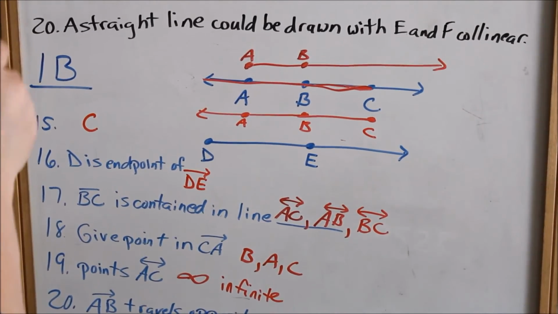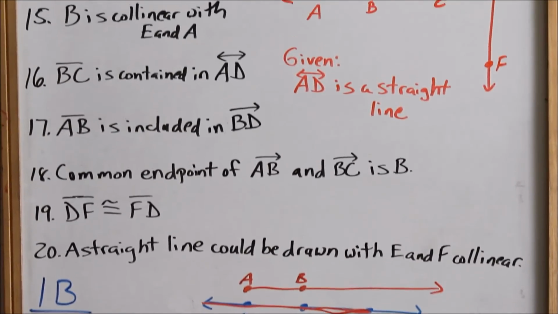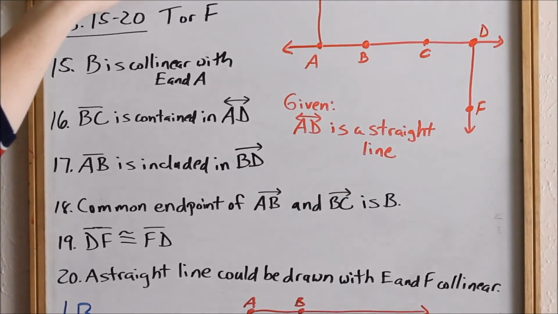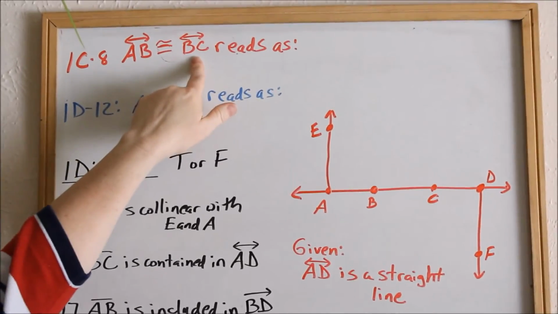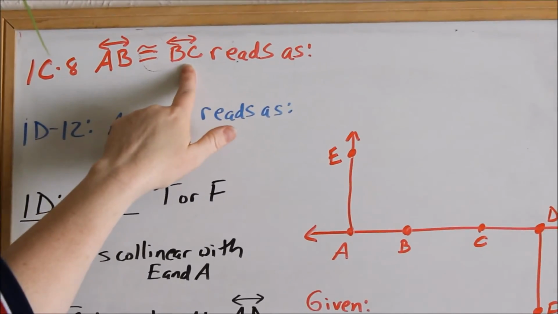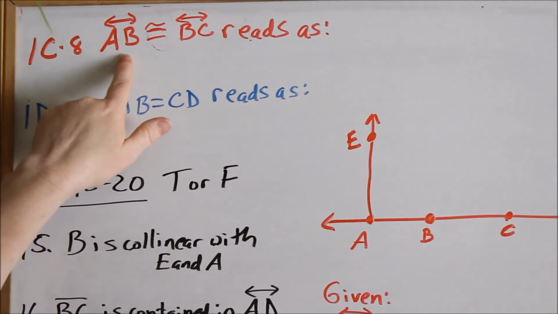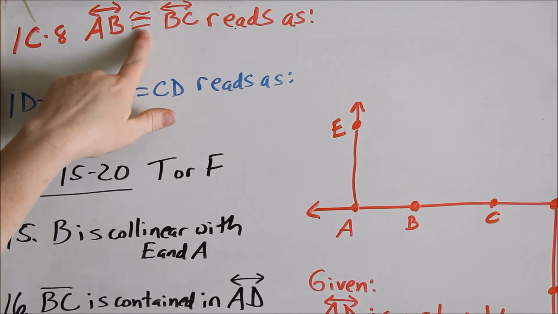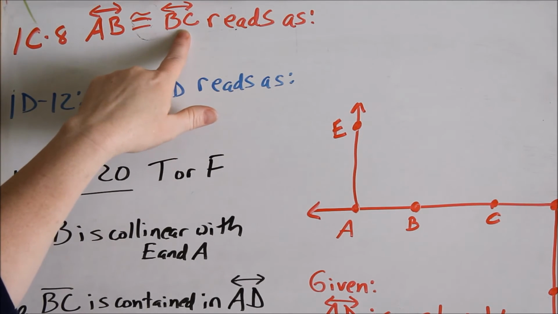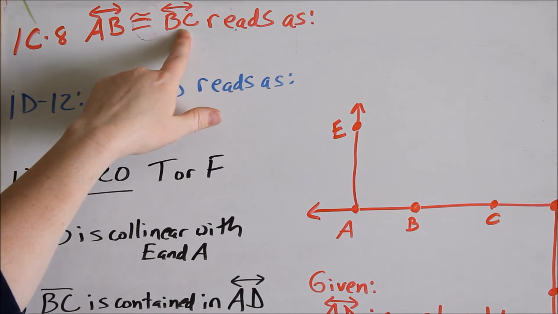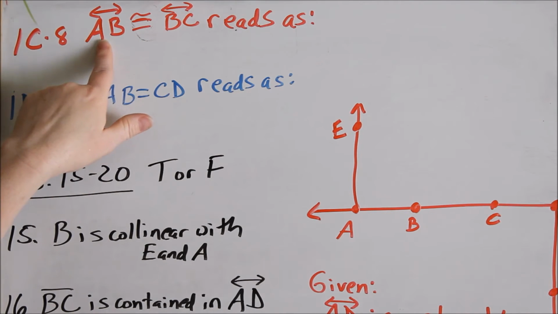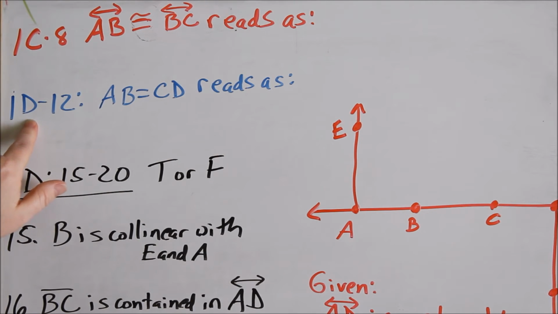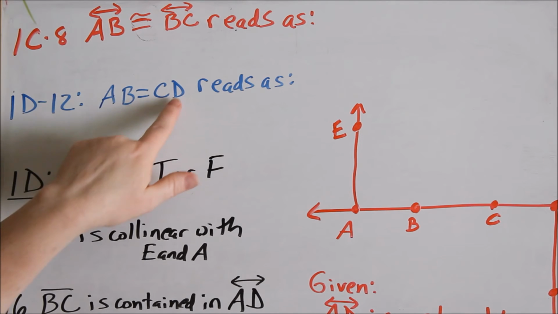Okay, now let's look at this at 1C8. They want to know, how does this read? When you see it like this with all these symbols, how does this read? This reads as line AB, because the symbol is a line. Line AB is congruent to line BC. It's important to use the right words with the right symbols. Line AB is congruent to line BC. Alright, now looking at 1D number 12, same thing. How does this read?